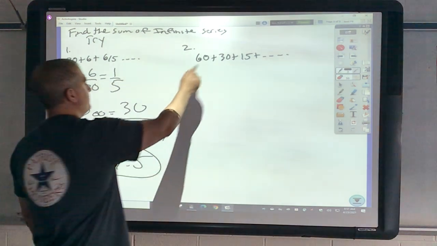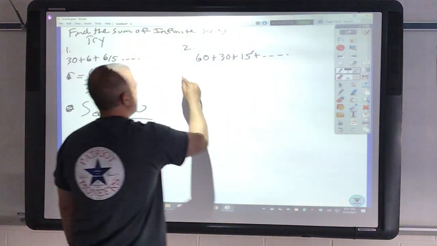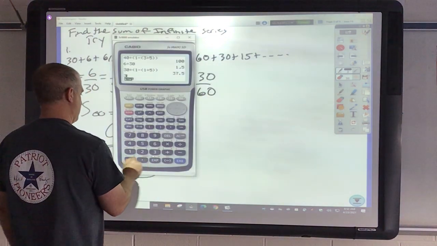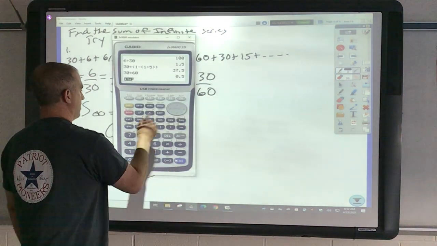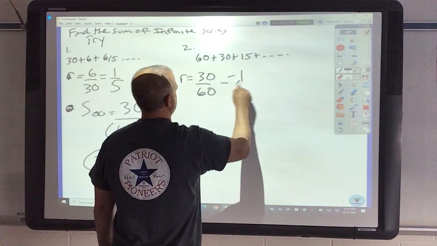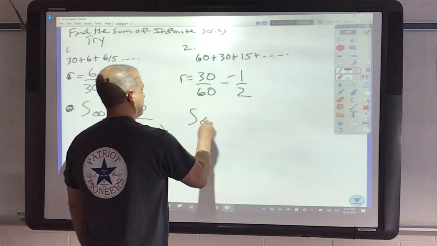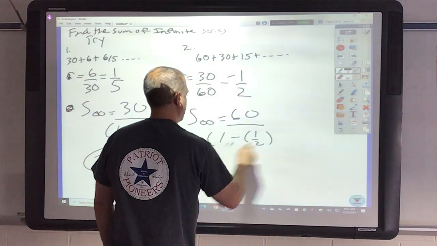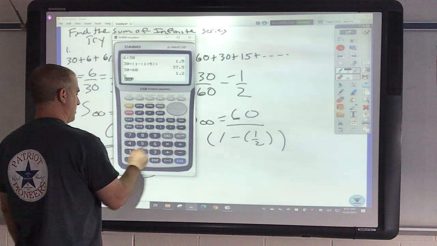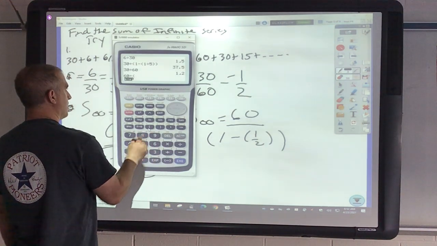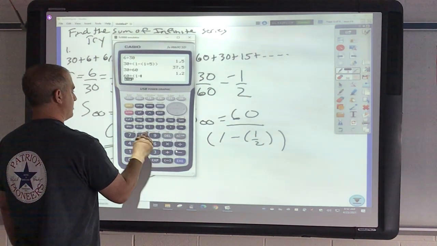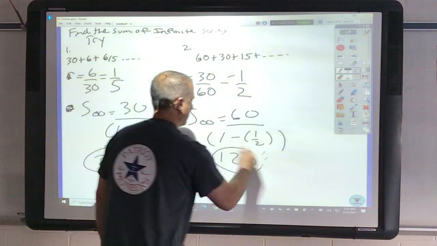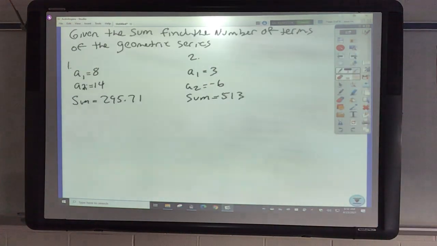Okay, this one, difference would be 30, difference would be 15. This is my R, 30 over 60 is a half. Okay, so I got my infinite series would be 60 divided by 1 minus 1/2. Okay, so 60 divided by 1 minus 1/2. That's 120. Okay, all right, moving on.